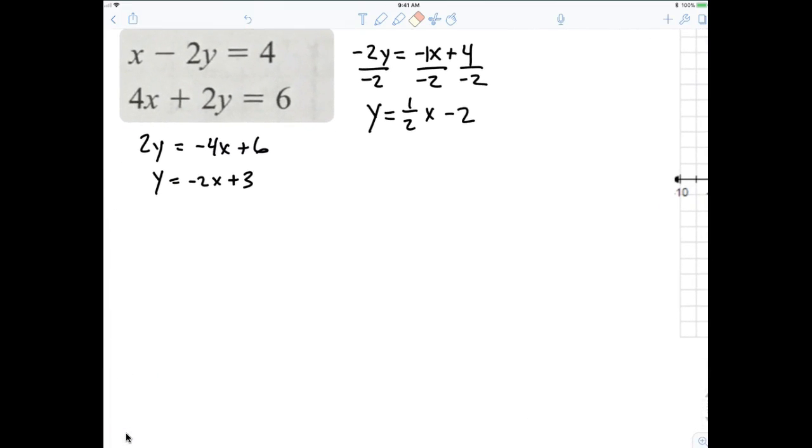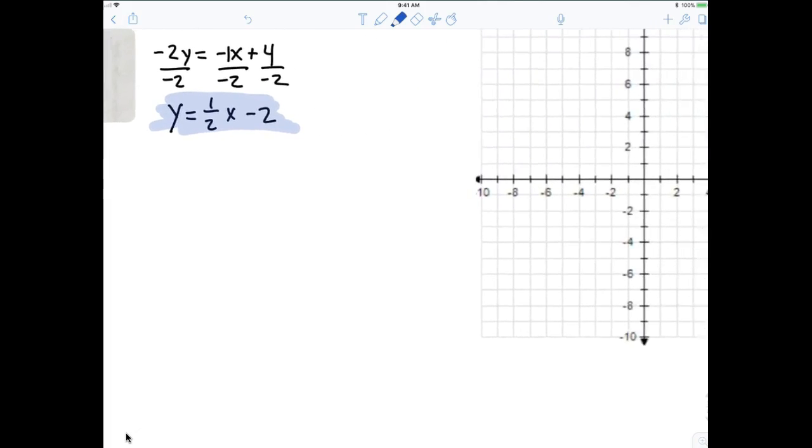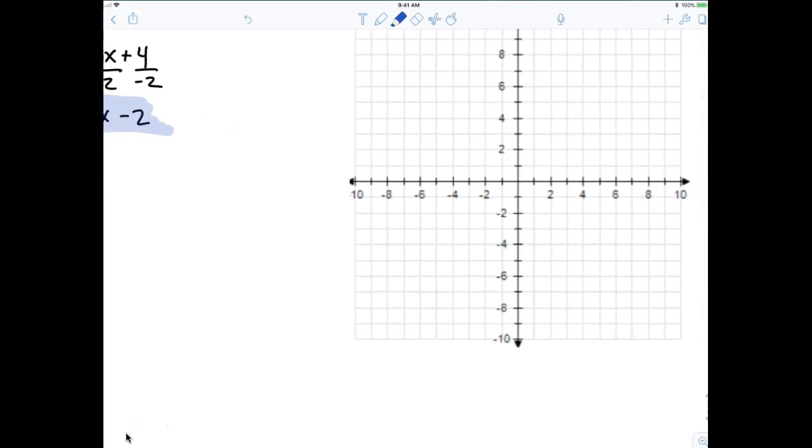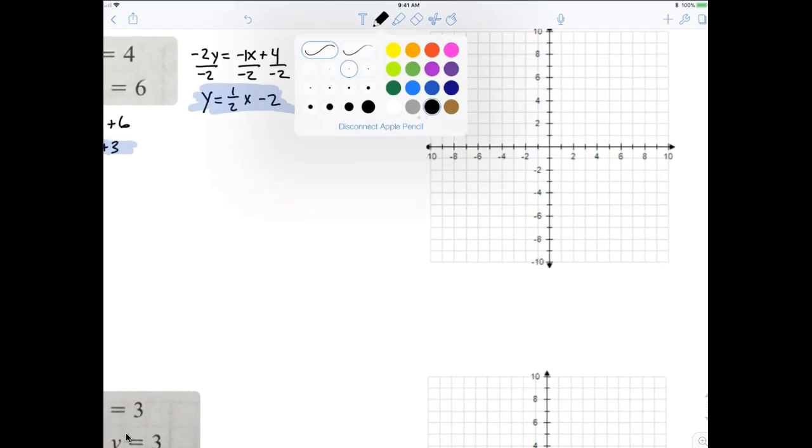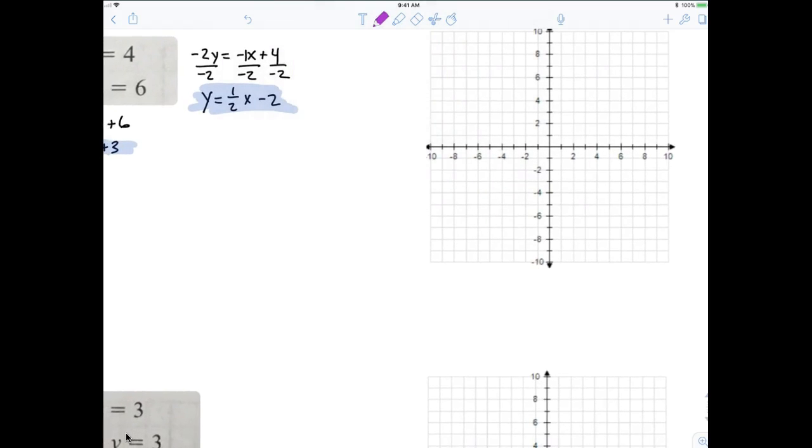All right, so now we're graphing these two equations. Now, are these lines parallel? No, so there has to be a solution. All right, Connor, so how am I going to graph y equals 1 half x minus 2? Alright, so you go up 2. Because it's plus 2. Oh, wait, it's minus 2? Oh, sorry, then go down 2.